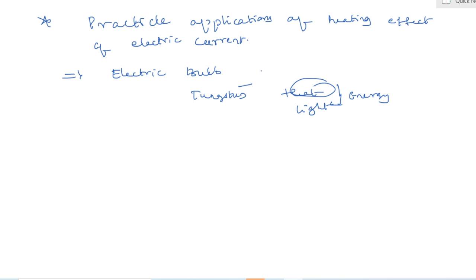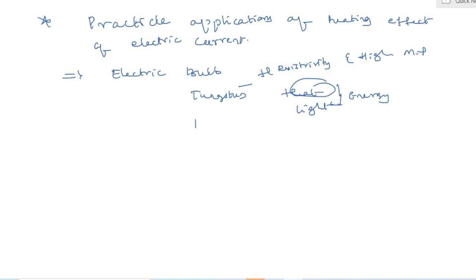Tungsten has what? A high melting point, high resistivity and high melting point. The filament is thermally isolated and the bulb is filled with chemically inactive nitrogen.